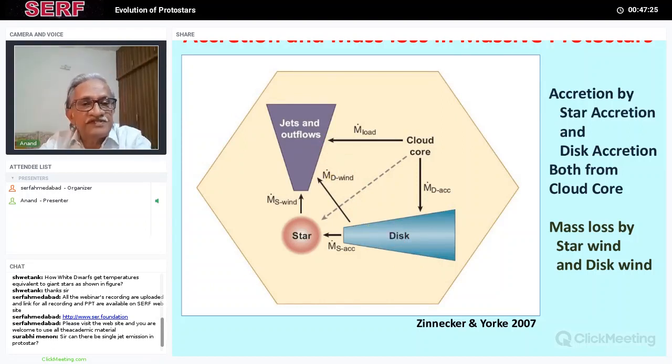So for the entire system itself, the total mass loss is not just the mass lost from the star, but also from the disk. These two put together will form the mass lost from the entire system. Similarly, accretion from this disk as well as from the cloud core forms the final accreted mass onto the star. Now the cloud core can also contribute to the jets and outflows through this channel. So this is a very complex process basically for the high mass stars.